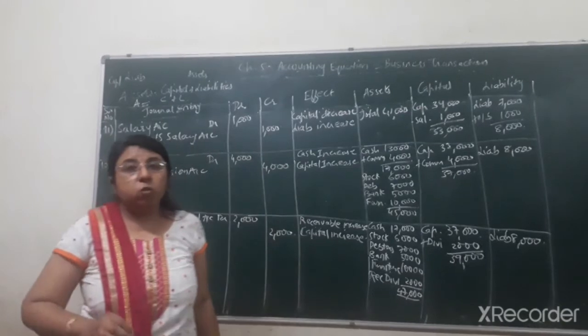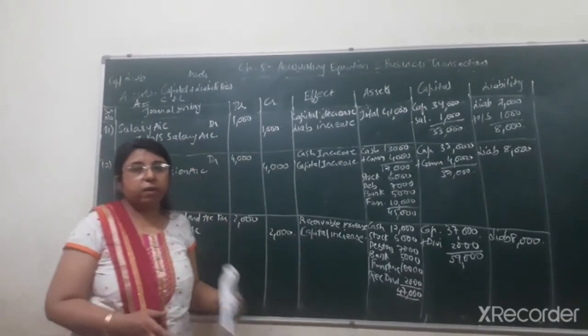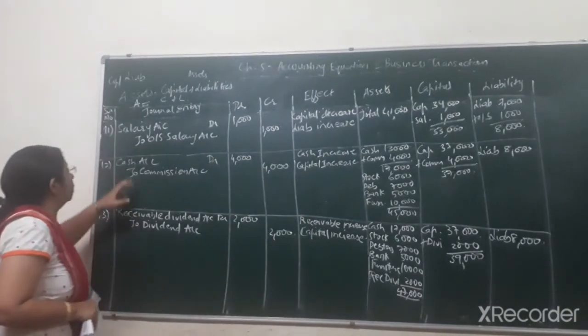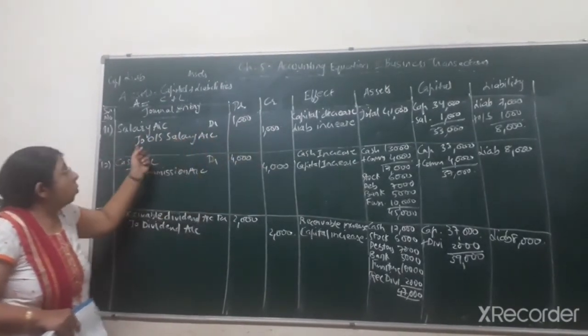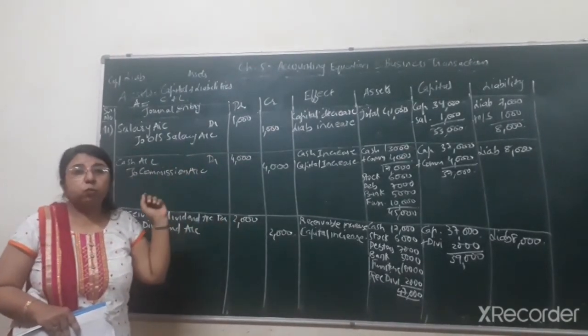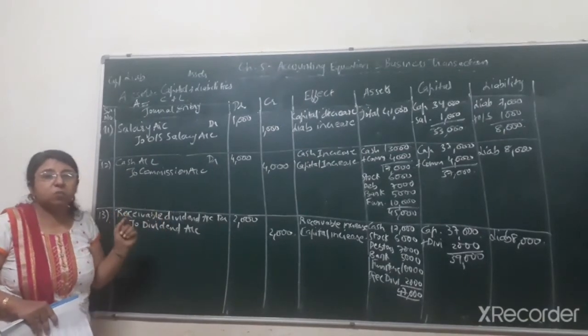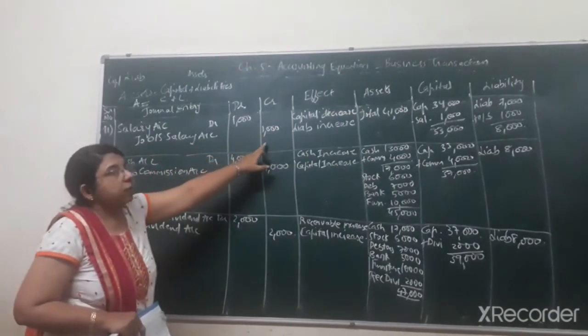Now salary is outstanding, still the amount of salary that we have not paid. Salary is one kind of an expense. So the journal entry would be salary account debit, that is 1,000, to outstanding salary, because in future we have to pay this salary. So our liability will be increased, and liability will always have a credit balance. So to outstanding salary account credit, that is 1,000.